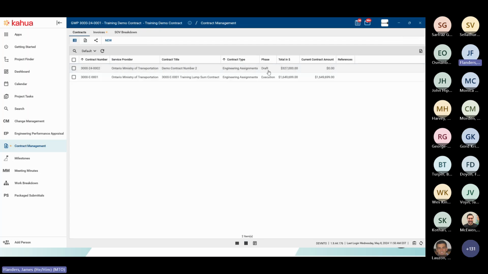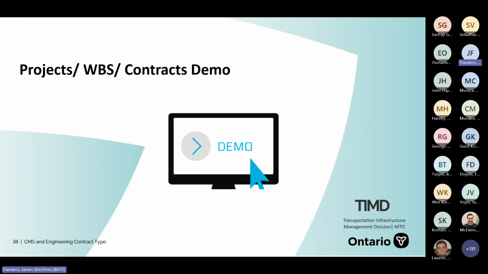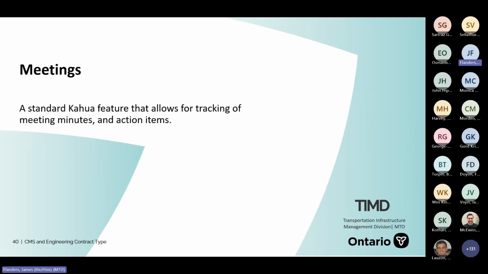So there's our project. It's in draft right now. Anyways, so that's for creating a project, a work breakdown structure, and a contract. Does anyone have any questions about that, or is there any questions that we haven't answered? Looks like we are up to date. Okay, I'm just going to keep trucking along then.